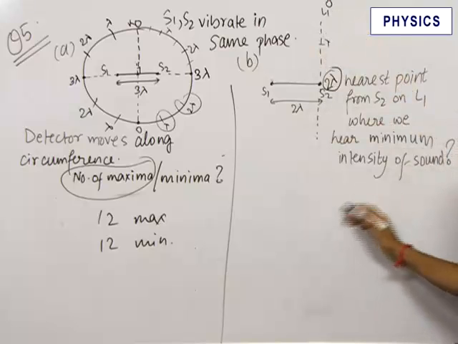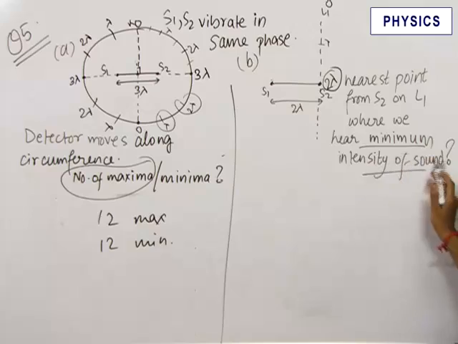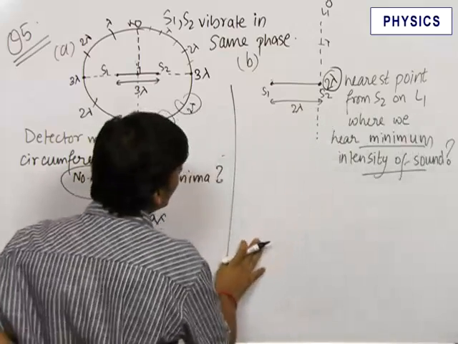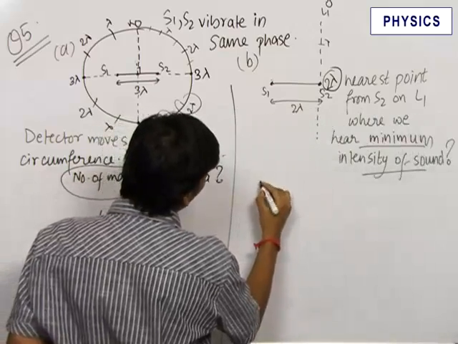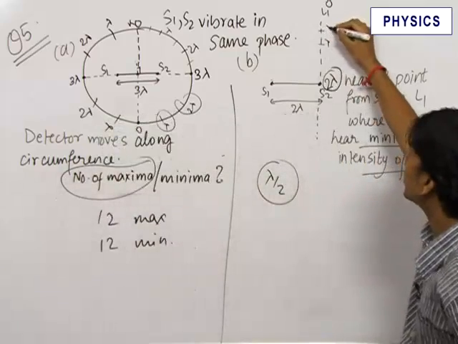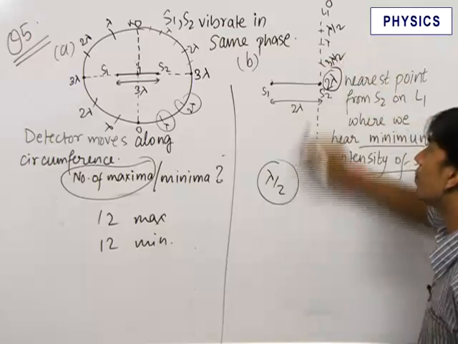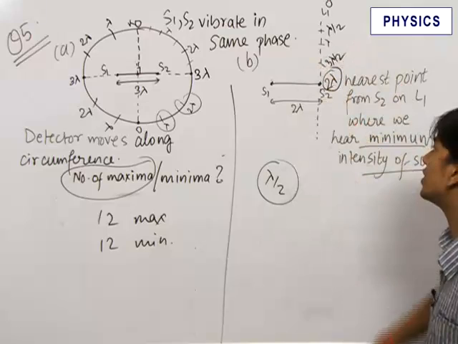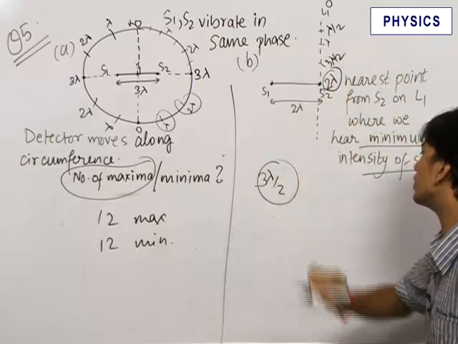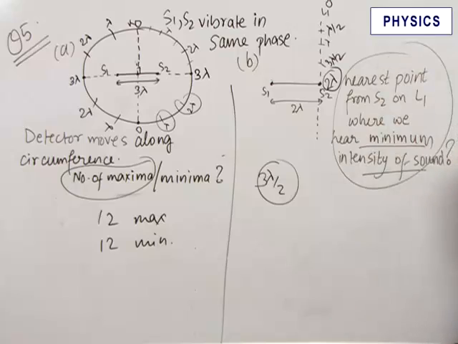Now we need to find out the nearest point from S2 where we hear minimum intensity of sound. So wherever we hear minimum intensity of sound, it has to be an odd multiple of lambda by 2. Now lambda by 2 would have occurred here, 3 lambda by 2 would have occurred here. So the point we are looking for is the point where the path difference is 3 lambda by 2. So we need to find out this nearest point now.